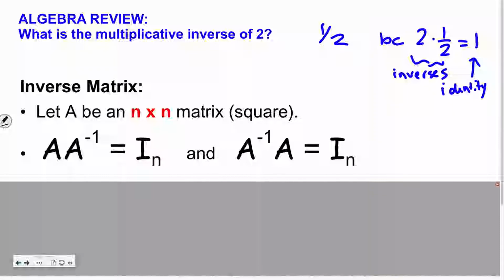Like 2 times 1/2 is equal to 1, and 1/2 times 2 is also equal to 1. They both equal the multiplicative identity, which is why they're so useful for solving. And remember, that sub n on my I just means for whatever dimensions my square matrix is.